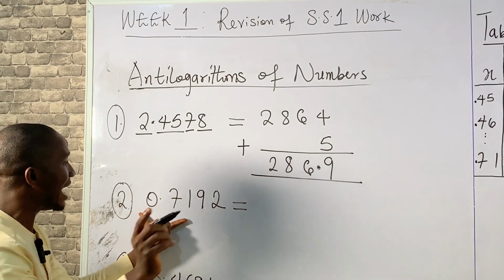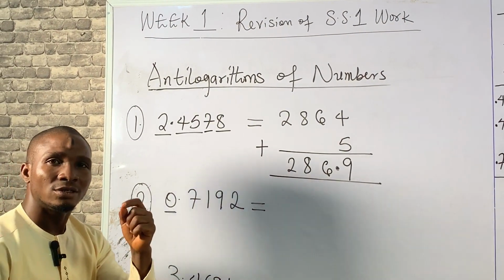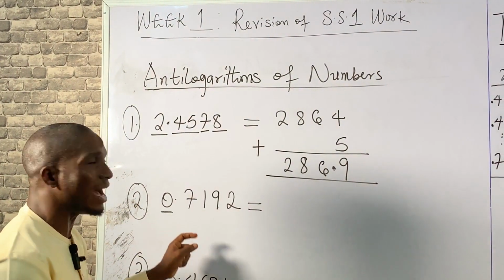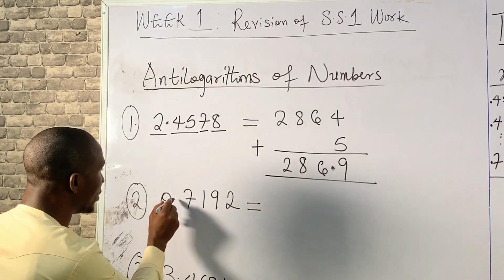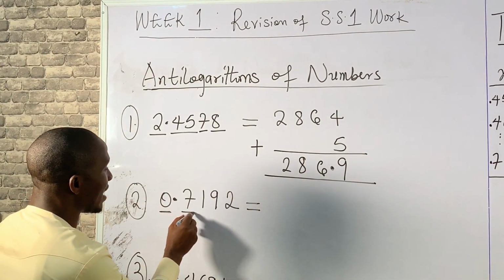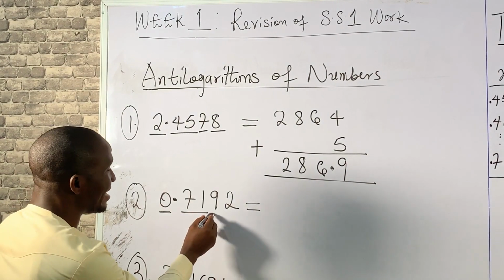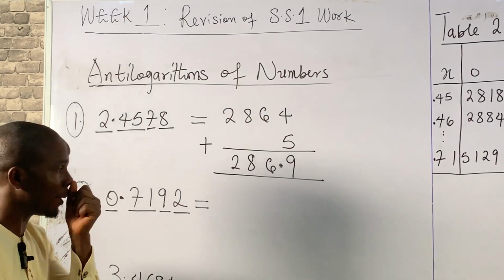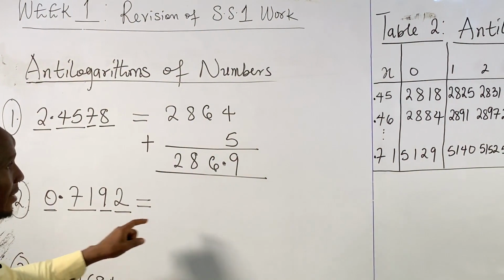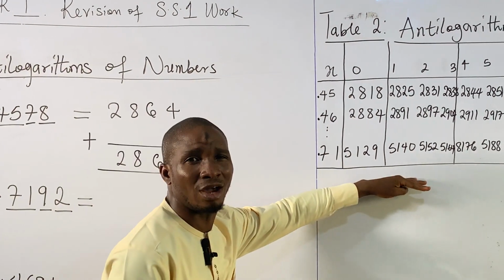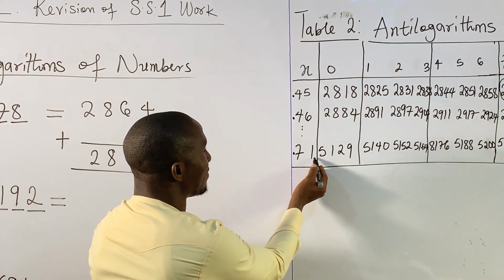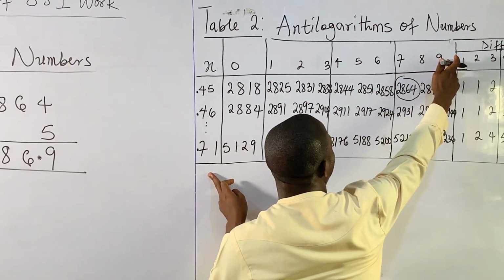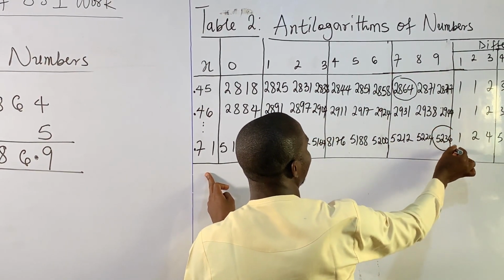Now I repeat, this first number here represents the position of the decimal point. While what you are going to check from the table is 0.71 under 9 difference 2. So let's go to the table now and check. Now the table 0.71. So this is the antilogarithm table. So 0.71 under 9.